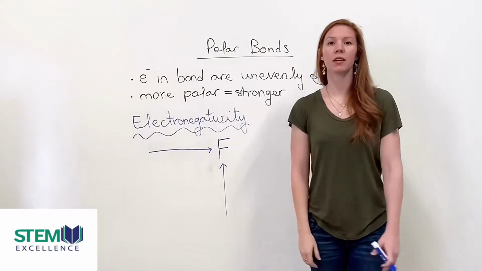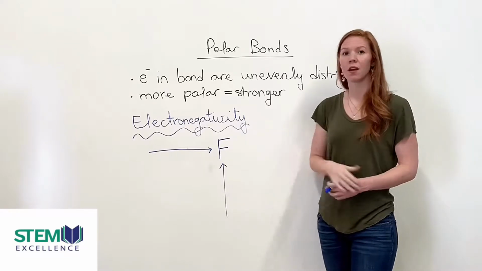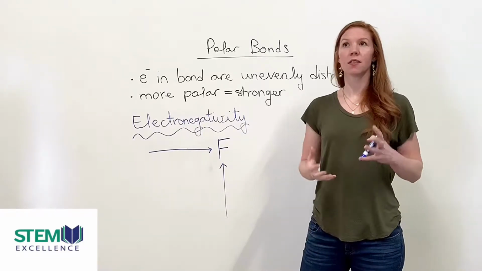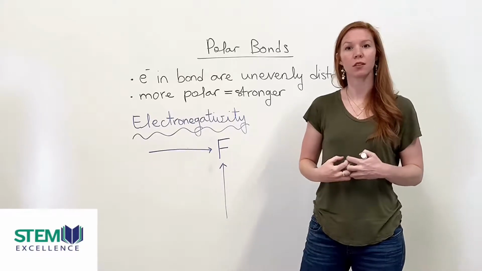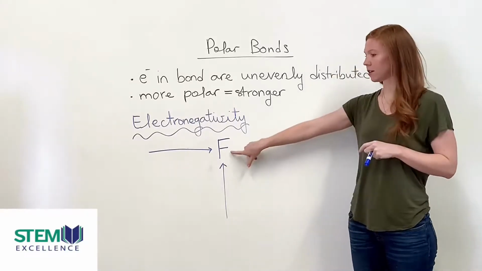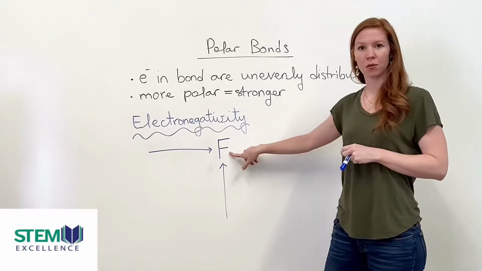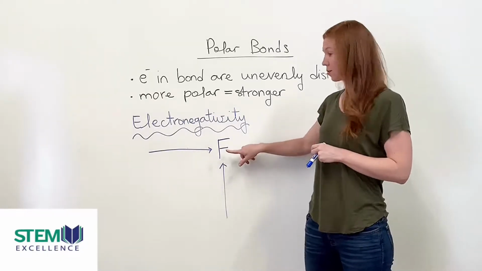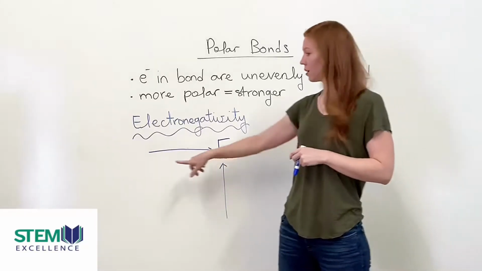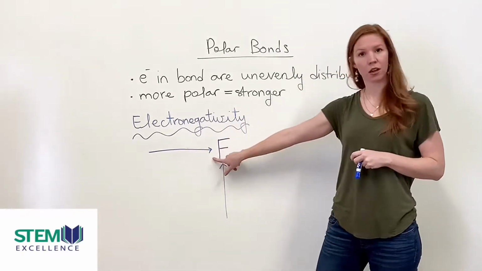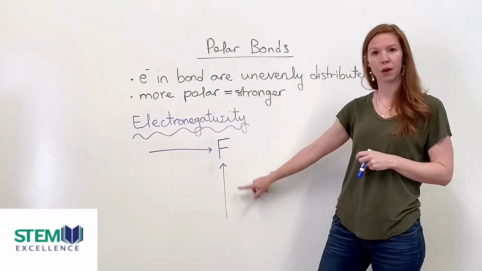So bond polarity basically boils down to this idea of electronegativity. Electronegativity is the measure of how badly an atom wants more electrons. Fluorine is the most electronegative atom. In the periodic table, the closer an atom is to fluorine, the higher its electronegativity will be. So it increases going across from left to right, and it also increases going up from bottom to top.